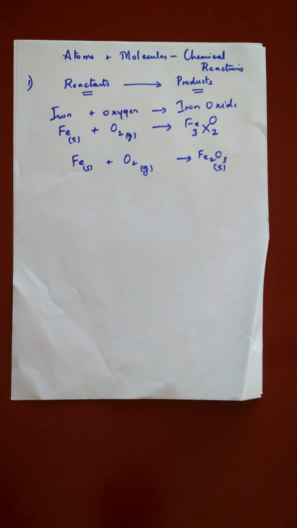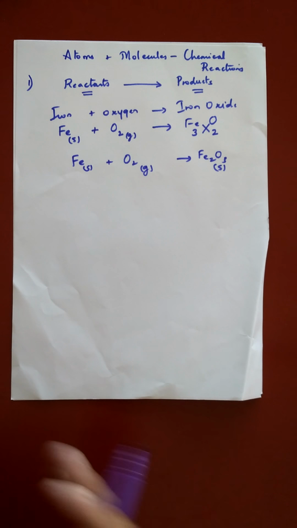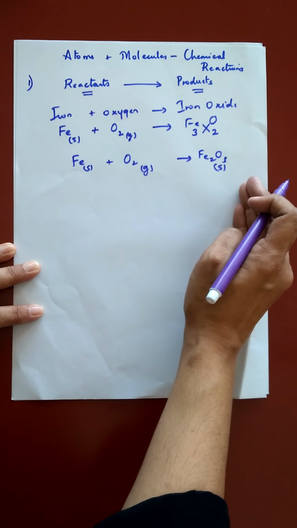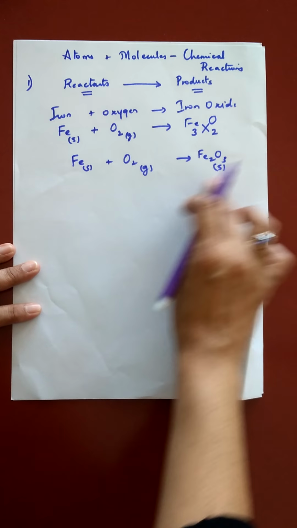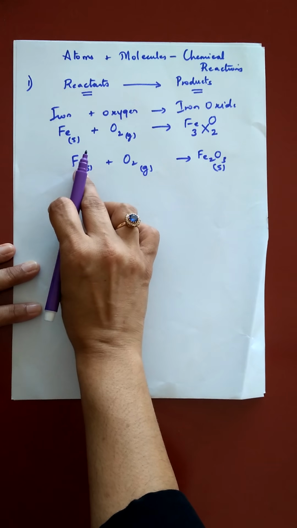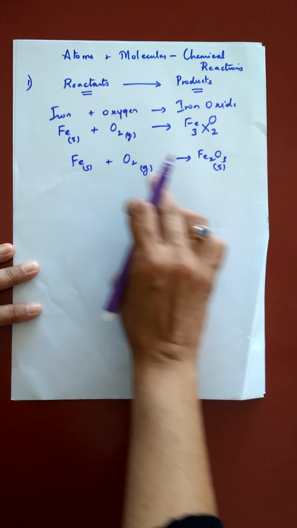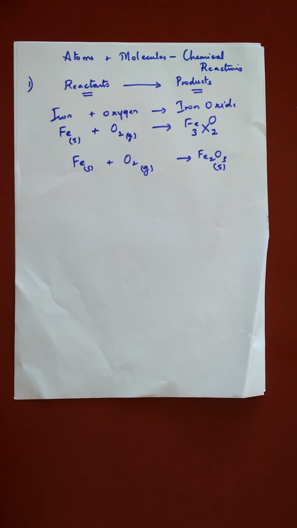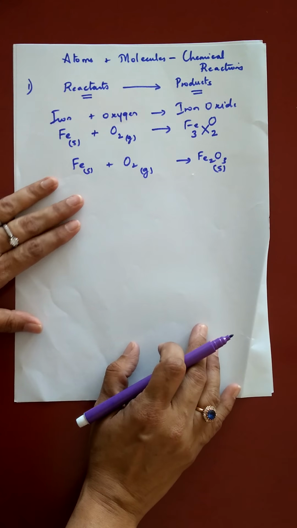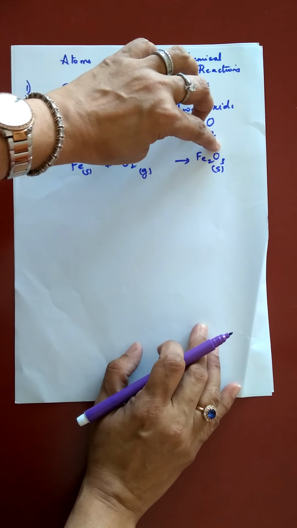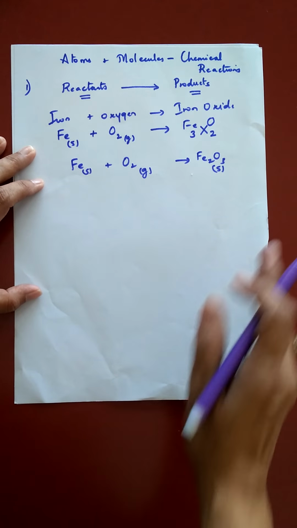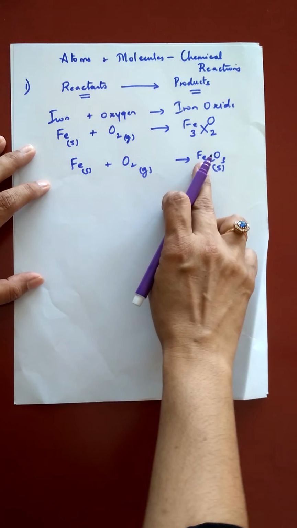Now we have to balance a chemical equation so that it is in accordance with the law of conservation of mass. We have to see that the mass on the left side of the equation and on the right side, the reactant side and the product side, are equal. In this chemical equation, iron and oxygen are the reactants and iron oxide is the product. Reactants are always written on the left hand side of the arrow, and the new substance which is formed, the product, is always written on the right hand side of the arrow.